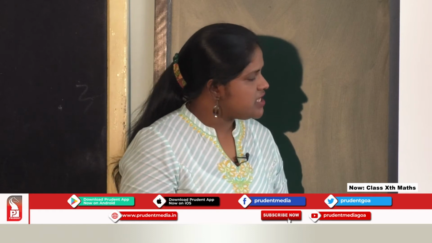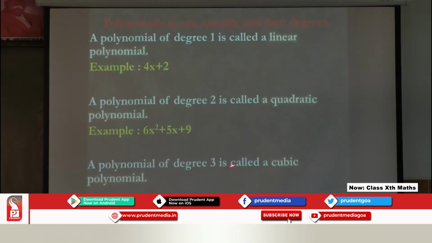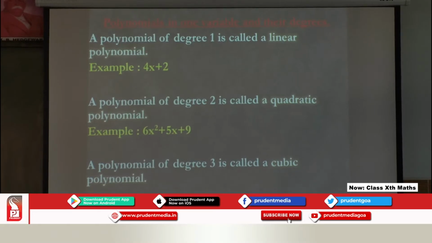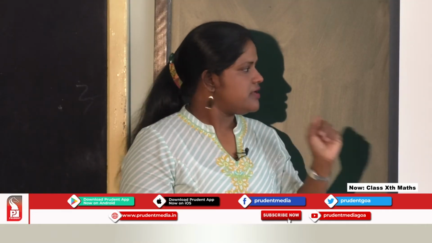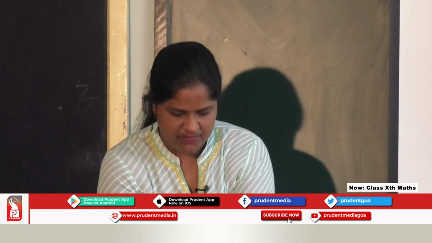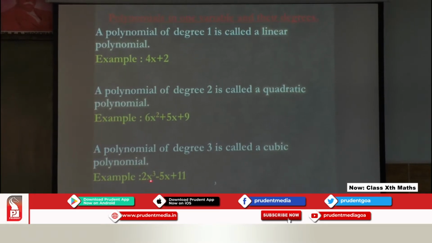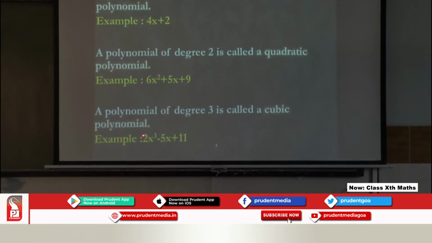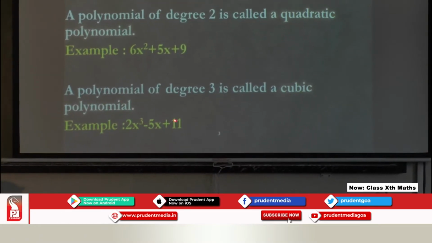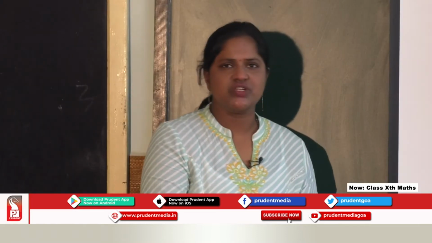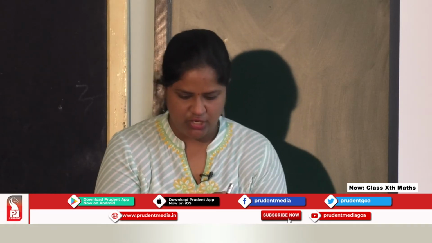Next on the list we have a polynomial of degree 3, which is called a cubic polynomial. So the highest degree of that polynomial will be 3. The example here is 2x cube minus 5x plus 11. Again, in two places we have variable x, with power 3 and power 1. So the highest power is 3. That's why we call this polynomial a cubic polynomial. So students, all these things we learned in the lower classes regarding polynomials.